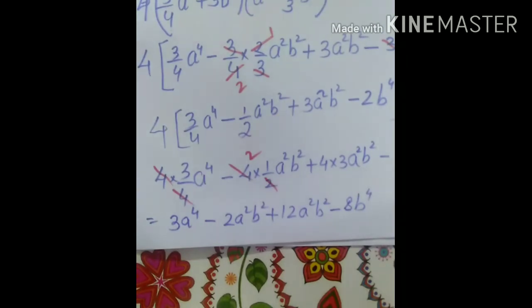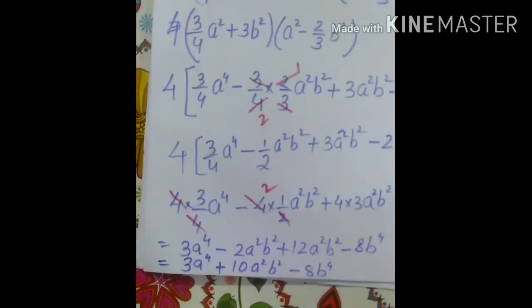Now this equals 3a to the power 4 minus 2a square b square plus 12a square b square minus 8b to the power 4. Both these terms are like terms with the same variables. So 12 minus 2 is 10. 3a to the power 4 plus 10a square b square minus 8b to the power 4. So this is the answer. Thank you.